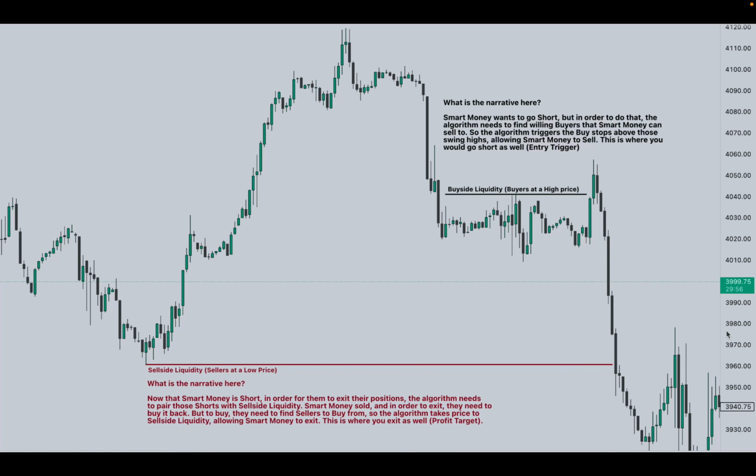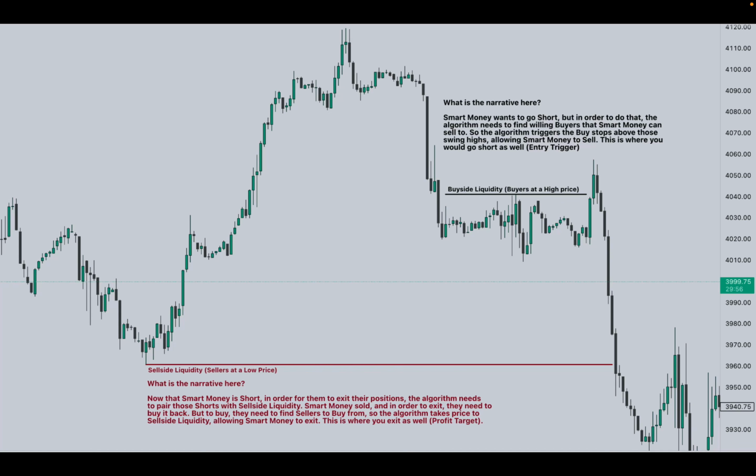But that's not how smart money thinks. Again, I'm showing you how smart money interprets price delivery. The way they think is the buy stops resting above here. So I want to go short, but I want to go short after we ran those buy stops. Once we ran those buy stops, smart money is going to be able to sell. All right, they're going to be able to sell to willing buyers at a high price.